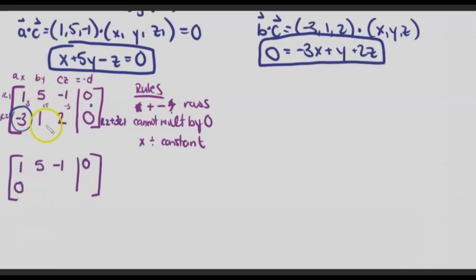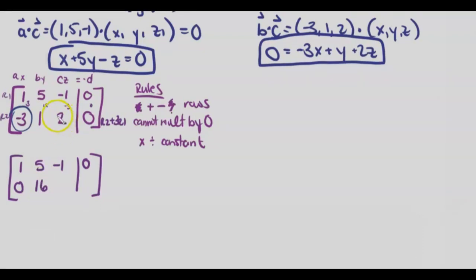So I'm going to have 1 plus 3 times row 1. So 1 plus 15 is 16. So now we have 2 plus 3 times -1, which is -3. So 2 plus -3, I get -1. And then 0 plus any multiple of 0 is just going to give us 0.